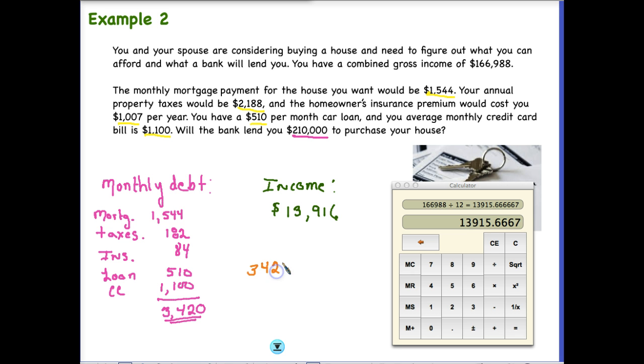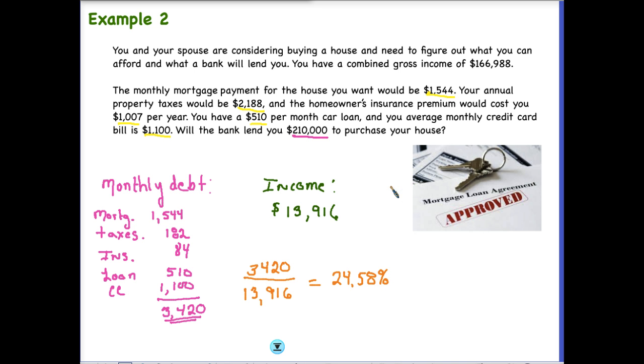So if we go ahead and we look at our debt to income ratio, we will create our ratio. So we'll take our debt, 3420, divide it by our income, 13,916, and the bank will say, let's see, 3420 divided by 13,916 means that you actually have a debt to equity ratio, and I'm going to round a little bit here, of 24.58%. So that's pretty good.